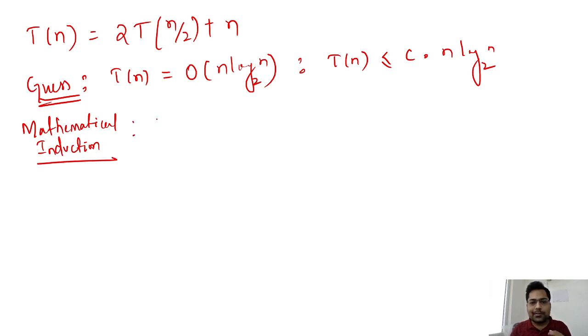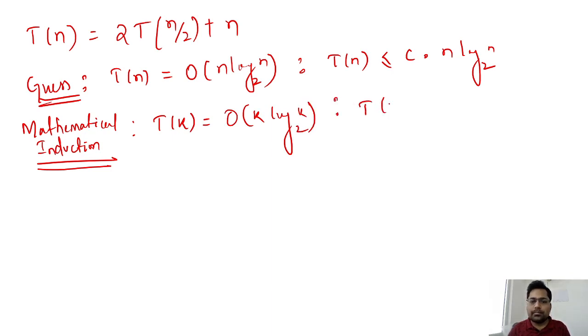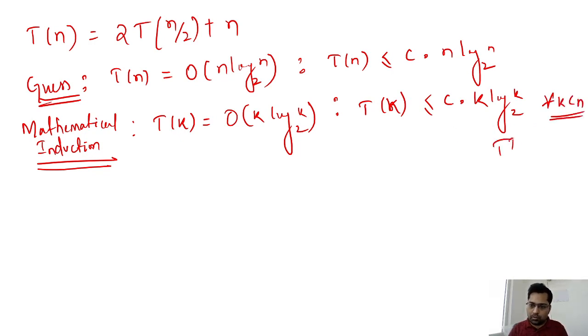As for this, what we have to do: let us say T of k is equal to big O of k log k base 2, which is T of k is c into k log k base 2 for all k less than n. We say this is true. Next, what do we have to do then? We have to go for the proof.